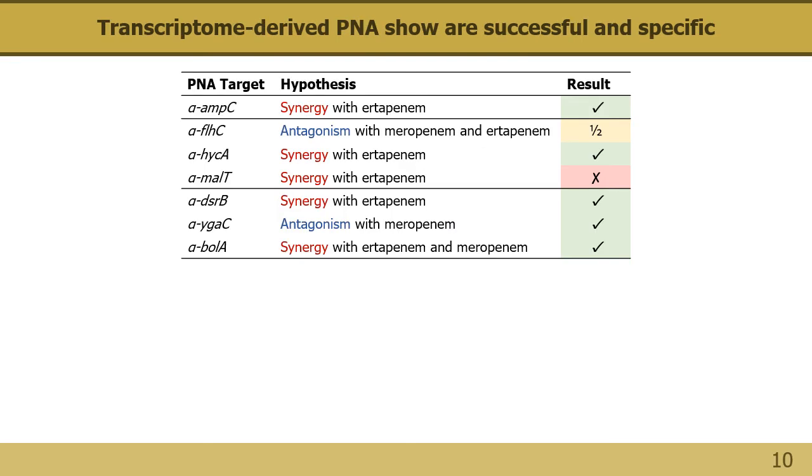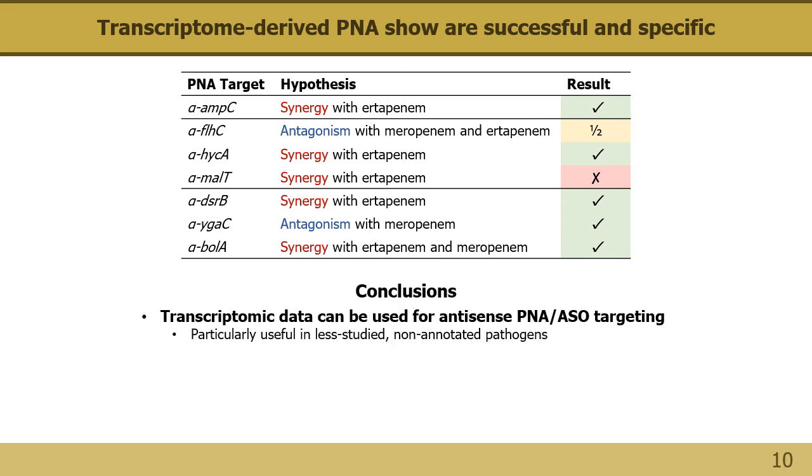Overall, we got really good results with PNA, and we kind of opened up some avenues for more study of these genes and more transcriptomic results. The only one that didn't really work was MALT. That one actually wasn't specifically upregulated in response to ertapenem. It was really its operon. So that's an interesting note for the future.